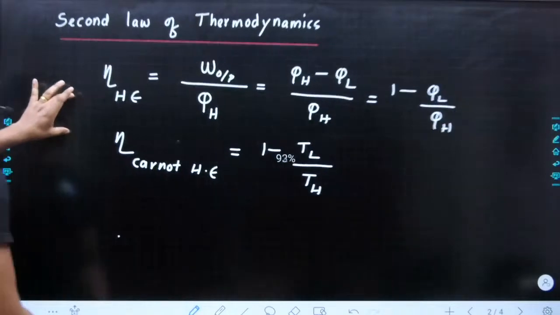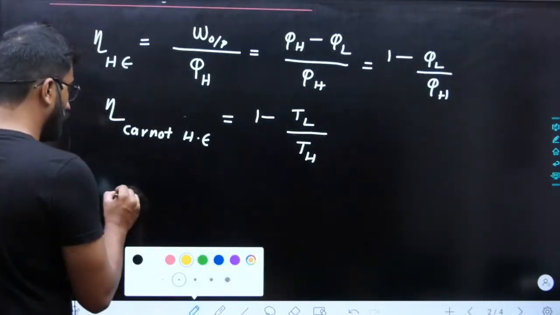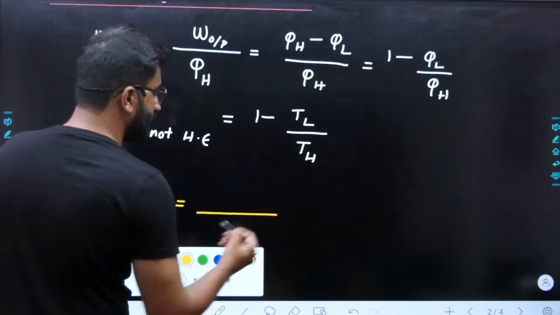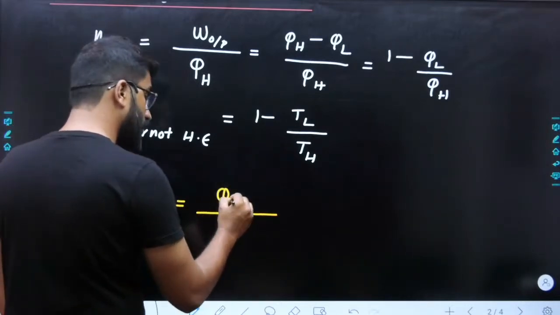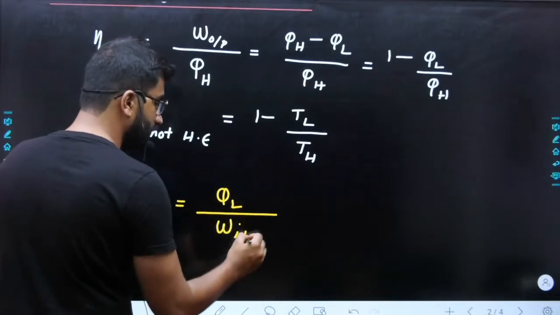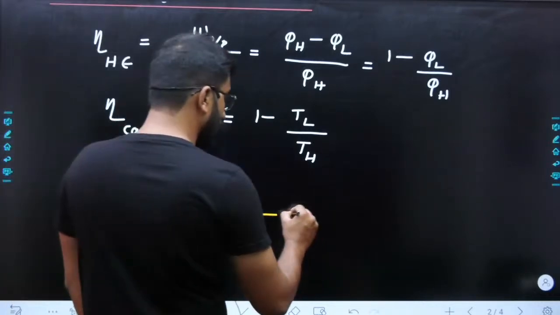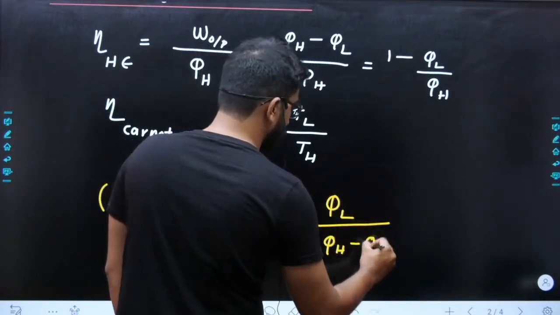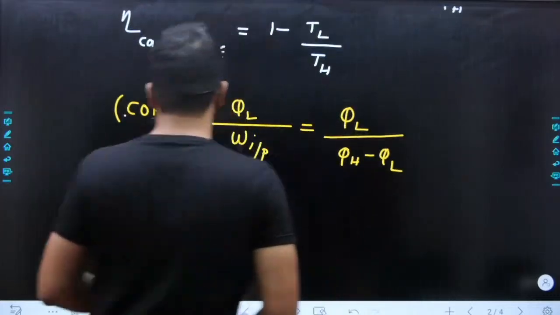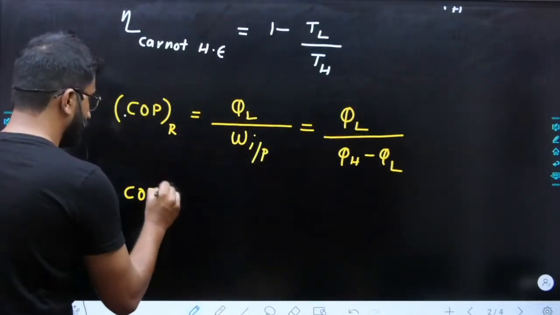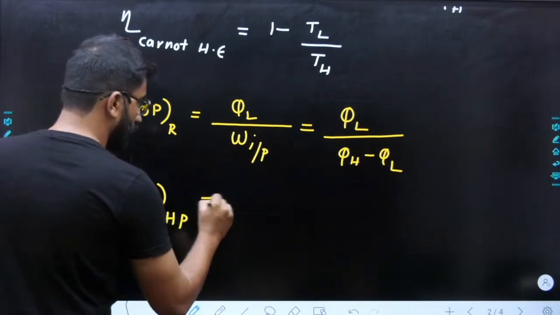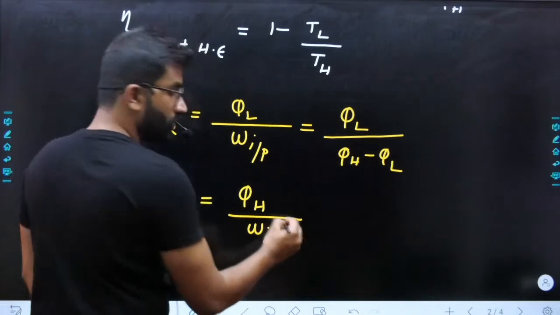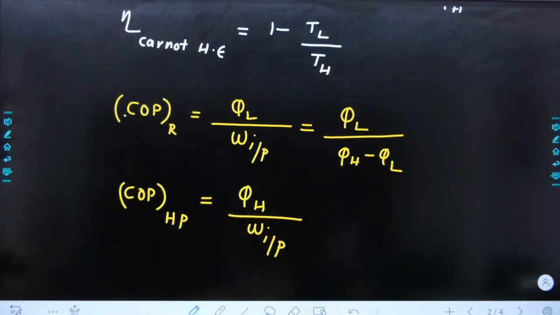Same way, what is the COP of a refrigerator? So for a refrigerator, the objective is to take maximum QL out of the work input. So the equation is QL divided by QH minus QL. So what about COP of heat pump? COP of heat pump is QH divided by work input. So both refrigerator and heat pump, okay?